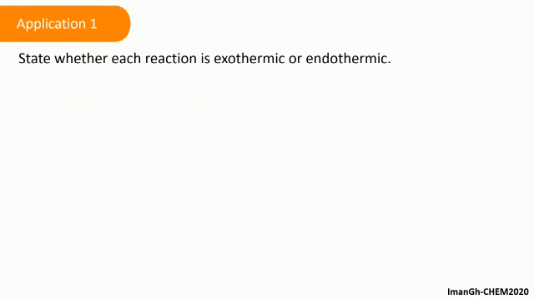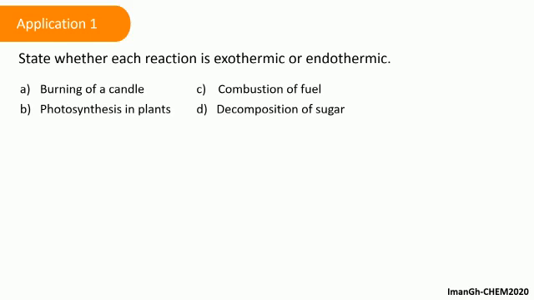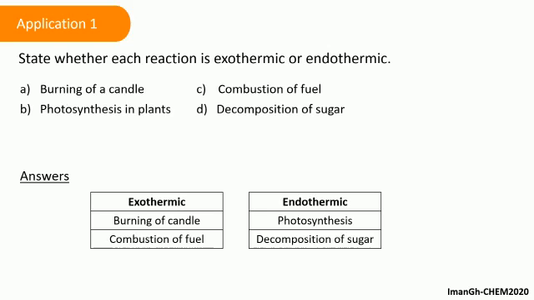In application 1, classify the following chemical reactions into exothermic or endothermic reactions. Don't forget to pause the video, then check your answers. So burning of a candle and combustion of fuel are both exothermic reactions because they produce heat energy. However, photosynthesis and decomposition of sugar are endothermic reactions because they need heat energy to take place.